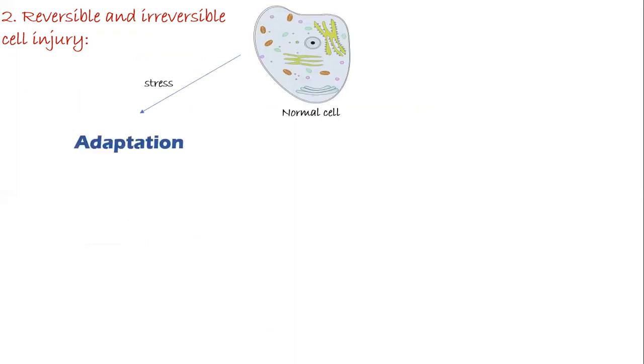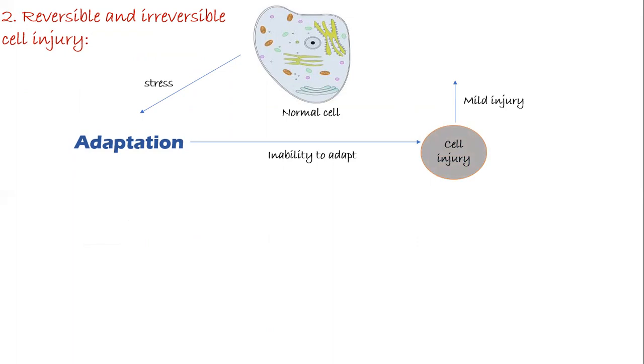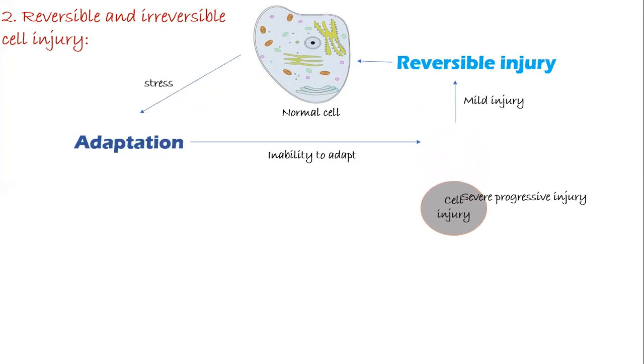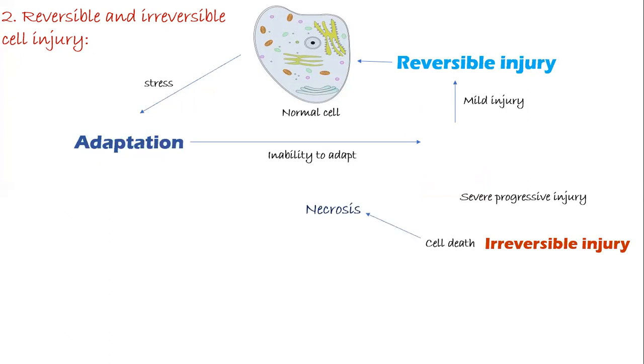When the cell experiences stress, it might undergo adaptation, and if the cell fails to adapt, then there occurs cell injury. Now if the injury is mild, the cell undergoes reversible cell injury and it gets reverted back to its normal cell once the mild stimulus is removed. If the cell experiences severe progressive injury, the cell undergoes irreversible cell injury and ultimately cell death. The cell death can occur by two processes. The first one is necrosis and the second one is apoptosis.